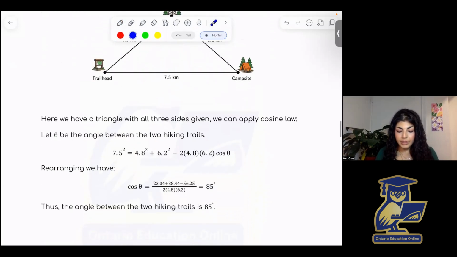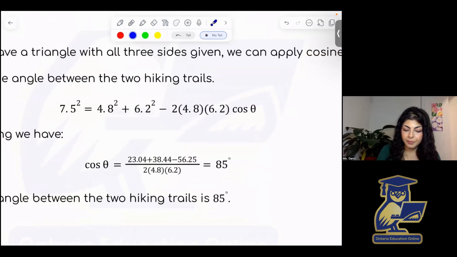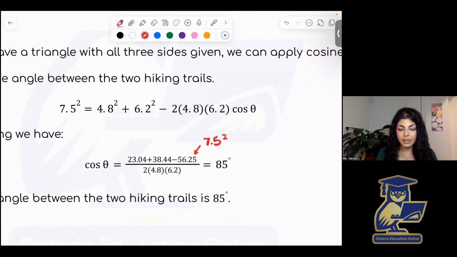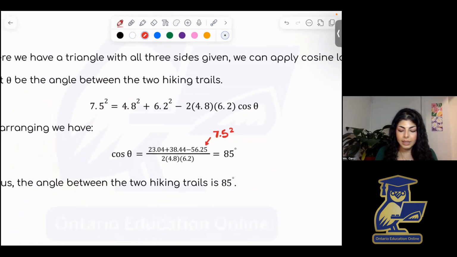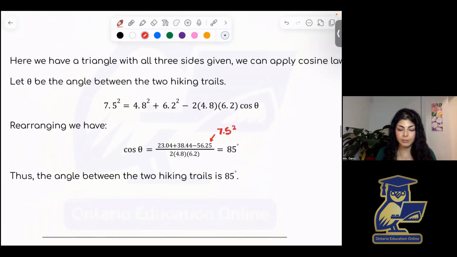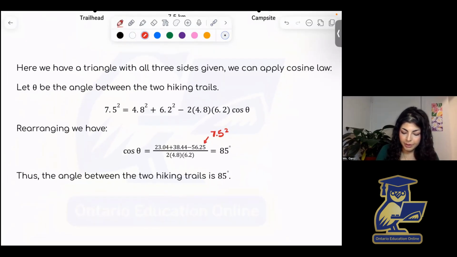Now rearranging, because we are looking for cosine of theta, we have, I moved this term over here. I moved the 7.5 squared this way. This is the 7.5 squared. And here is that coefficient that I divided through. And if you take, and I did some, sorry, minor error there.